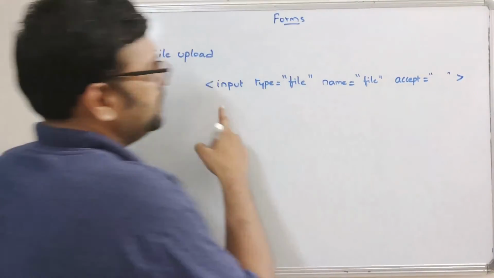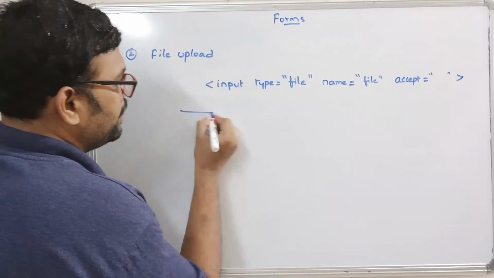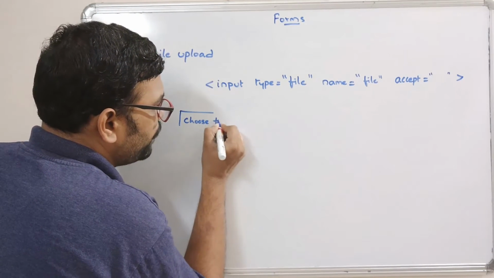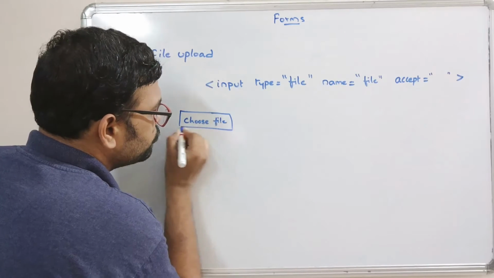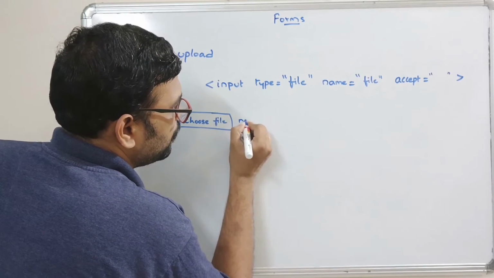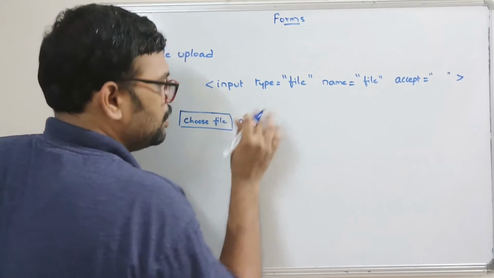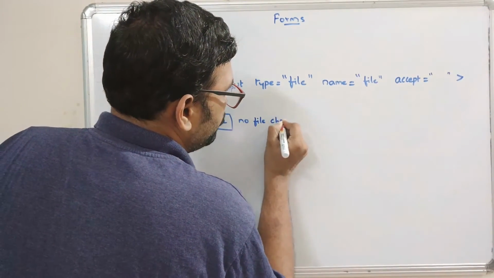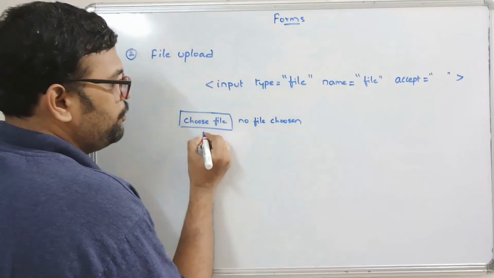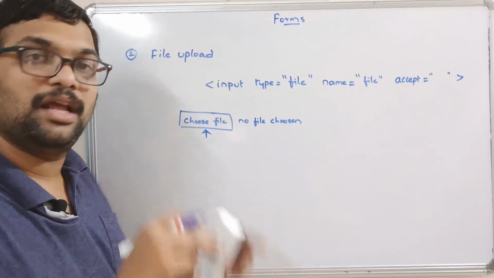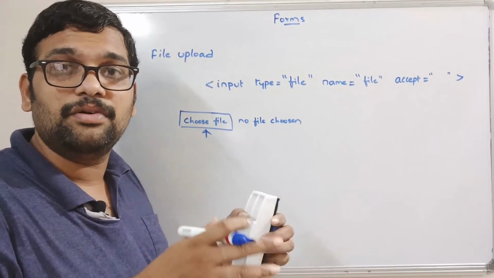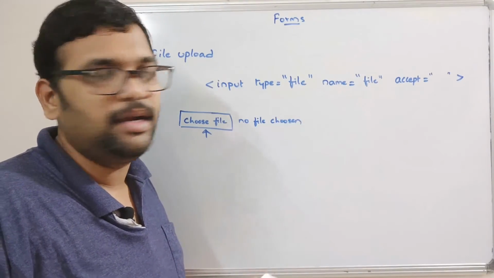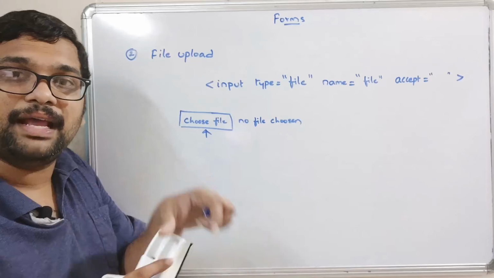So if you just create this one, automatically we will get a button with the name Choose File, and here we will get No file chosen. If you click on this one, automatically it will prompt the user to upload the file from the device, right? So this is how we can use this file upload.